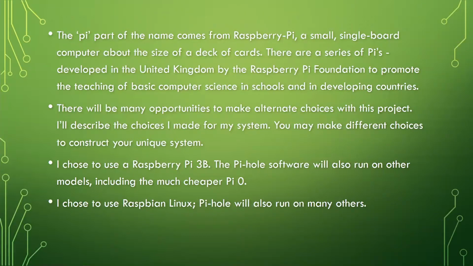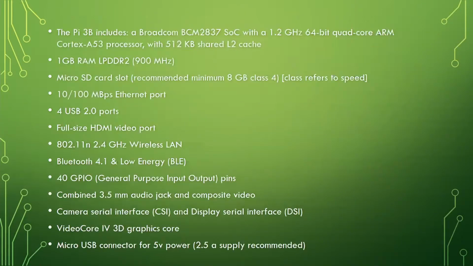So as far as the Pi 3B, it really is a very, very capable unit. It has a Broadcom system on a chip in there, essentially the guts of a smartphone. It's got a quad-core ARM processor. It has all these things built in: 1 gig of RAM, and a micro SD card slot. They recommend at least 8 gigabytes and a class 4.